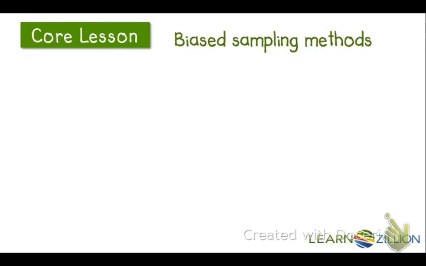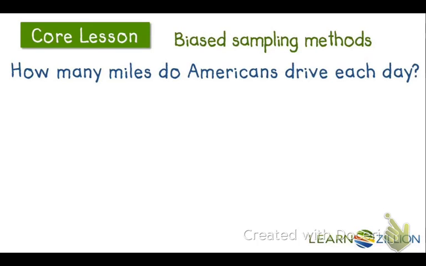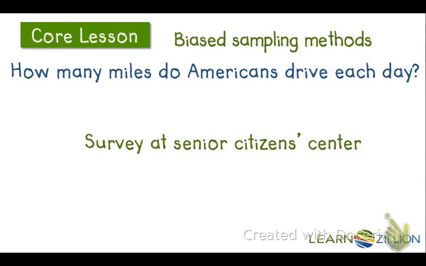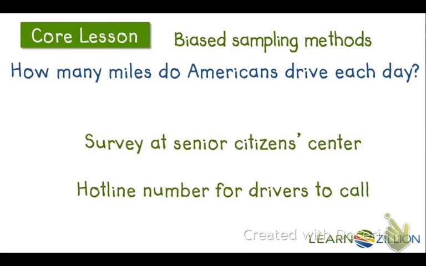Let's look at an example of a biased sampling method in a real-life survey. How many miles do Americans drive each day? Well, we can't ask every single American, so we'll collect data from a sample. Let's look at 2 sampling methods. The first is conducting a survey at a senior citizen center, and the second is preparing a hotline number for drivers to call and report the number of miles they drive each day.